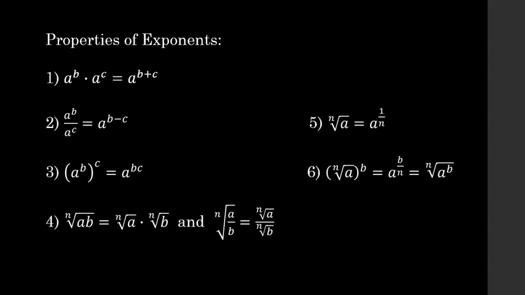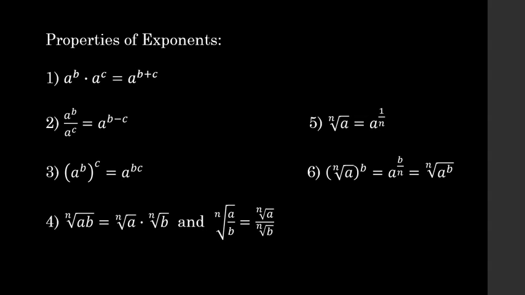If we are taking the product of two things that have the same base, then we add their exponents. That's what number one is saying. a to the b times a to the c is equal to a raised to the power b plus c. Similarly, if we're taking the quotient of two things that have the same base, then we subtract their powers. a to the b divided by a to the c is equal to a to the power b minus c.